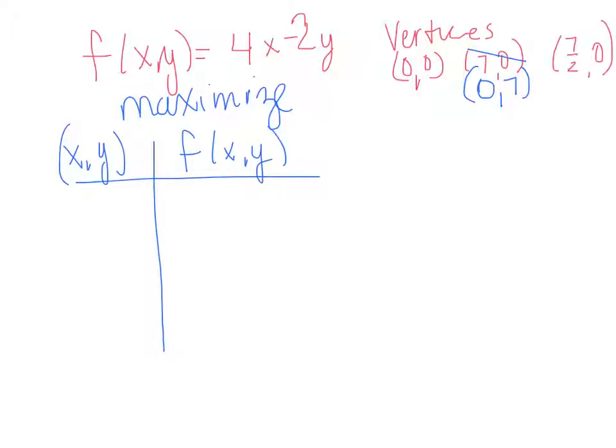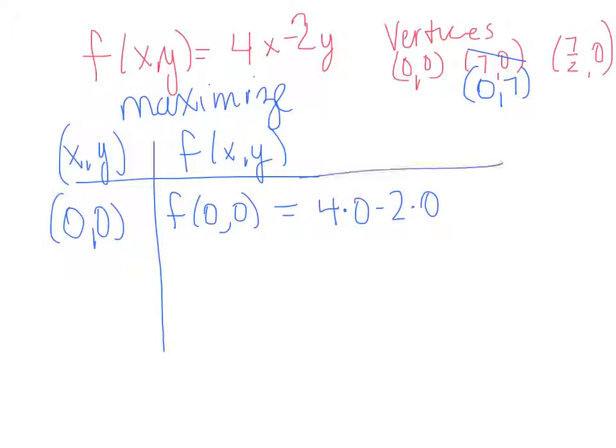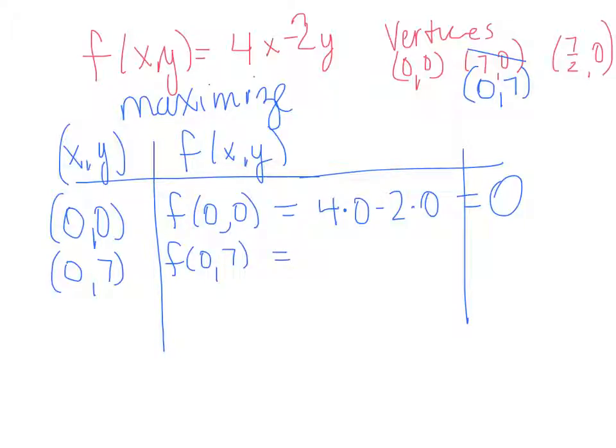So, the first vertex was 0, 0. So I'm going to figure out what is the function when x is 0 and y is 0. So when that's true, I have 4 times 0 minus 2 times 0 and of course the answer then is just 0. Okay? Then I'll try my second vertex, which is 0, 7. Figuring out what the function is at that point, I have 4 times 0 minus 2 times 7. That gives me a minus 14.